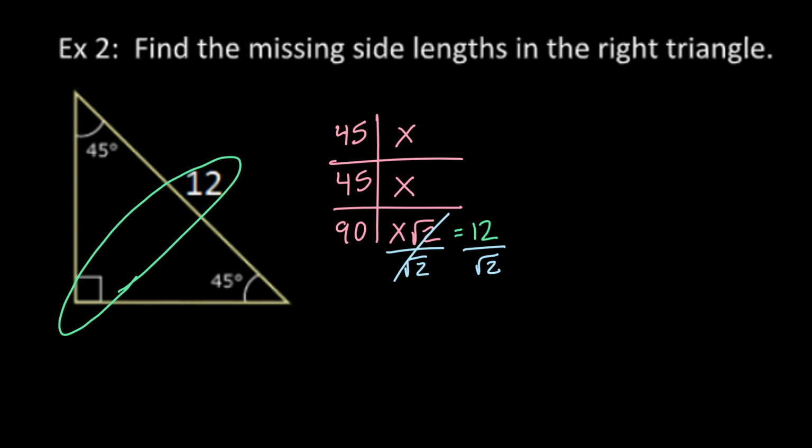Yes, the square root of 2 is just a number. It's just a value on the x being multiplied times x. So to get it off, the opposite of multiplication is division.